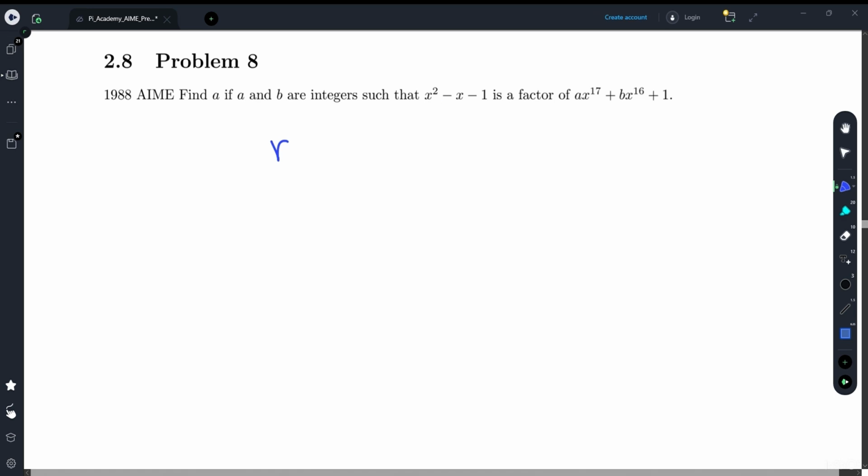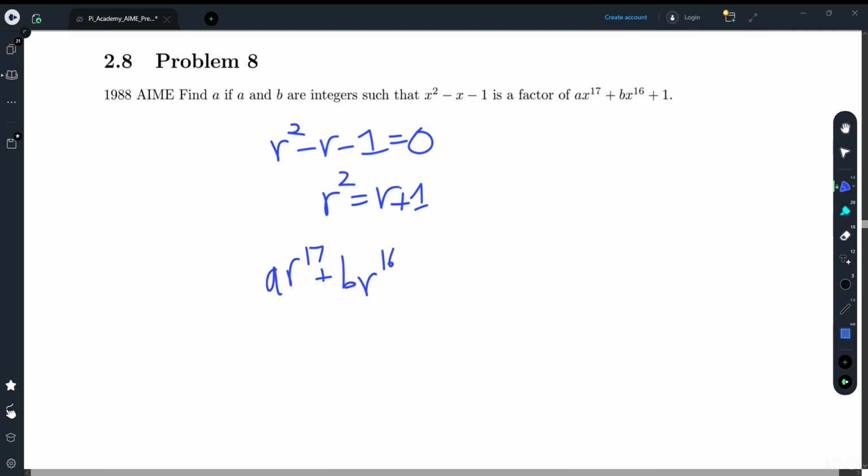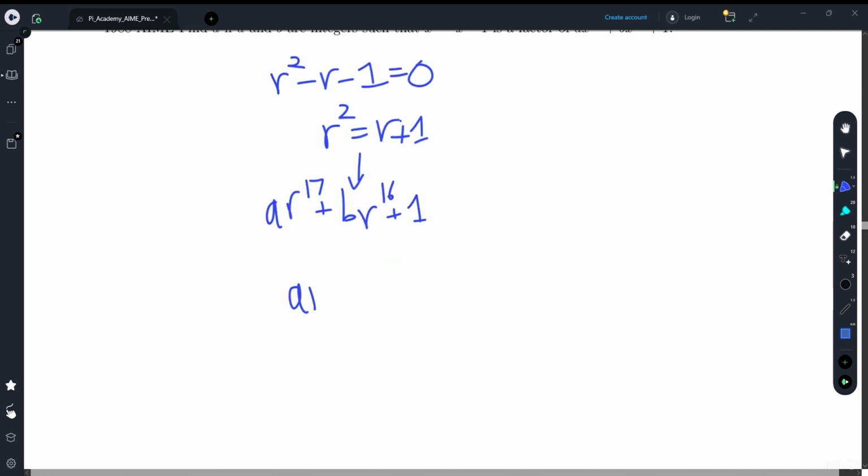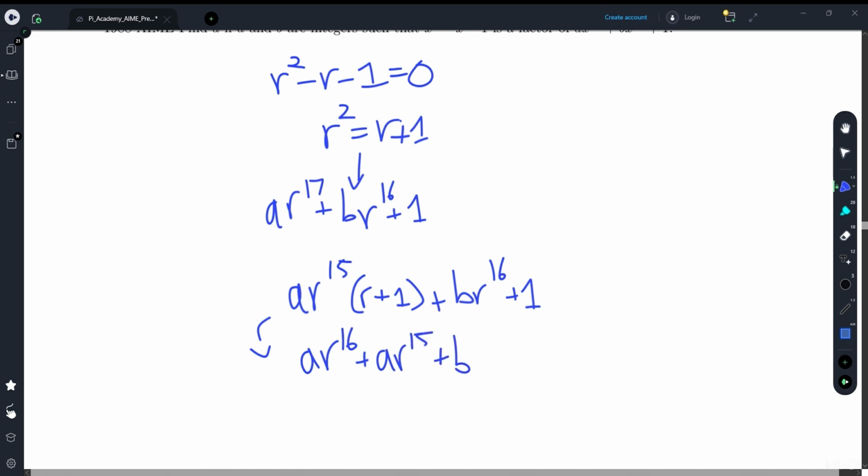And so if r is a root, then r satisfies this equation, which means that r squared is equal to r plus 1. So using this to our advantage, now we have the equation ar to the 17th plus br to the 16th plus 1. Plugging this in, we get ar to the 15th times r plus 1 plus br to the 16th plus 1. Now, simplifying, we get ar to the 16th plus ar to the 15th plus br to the 16th plus 1.